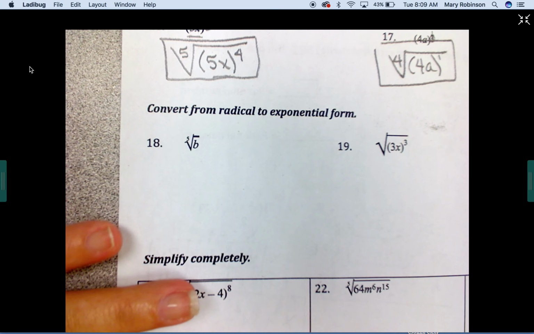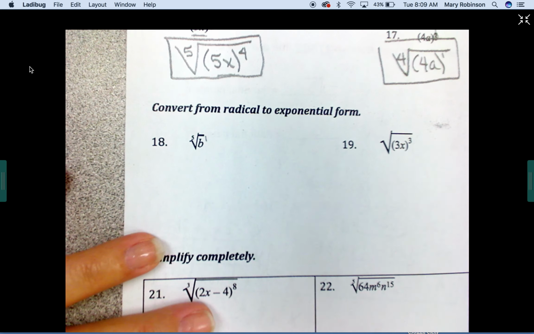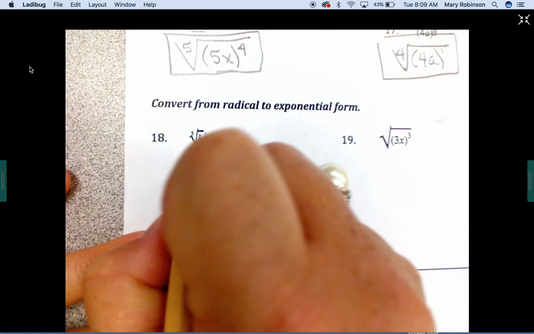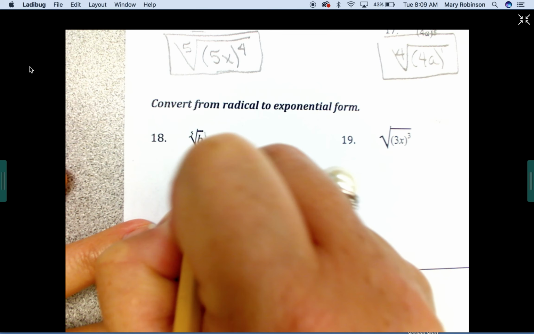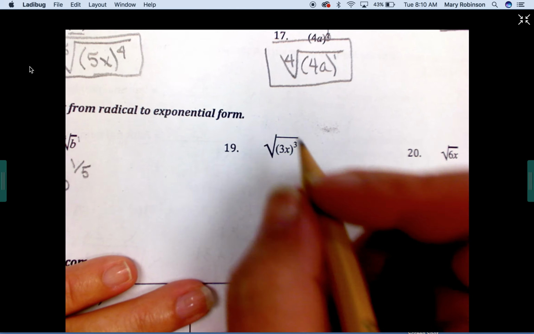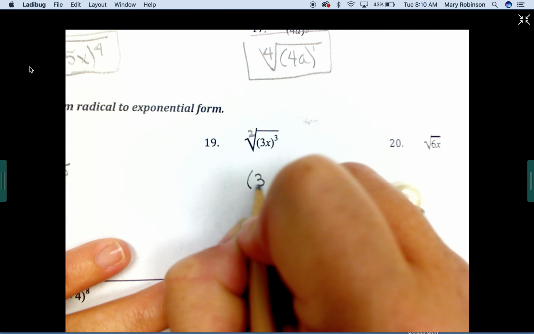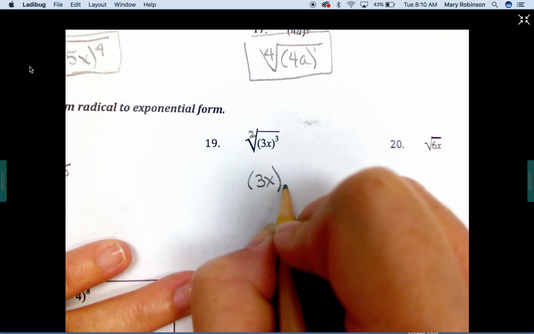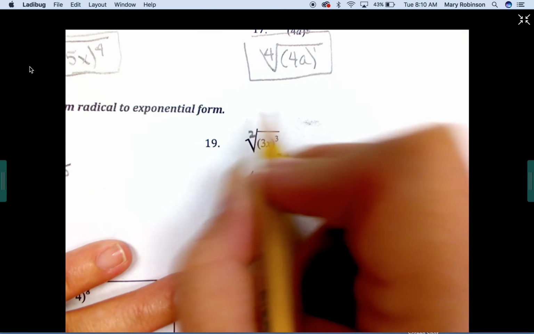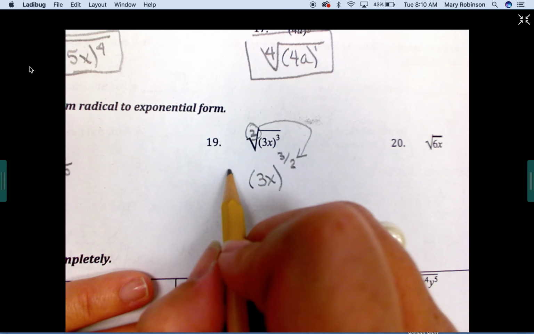For 18, you're asked to convert from radical to exponential form. We have an understood exponent of 1 here for our b, so this is b to the 1/5 power. For 19, we have an understood index of 2. Keep your parentheses, 3x to the 3/2, because your index goes in your denominator of your rational exponent.